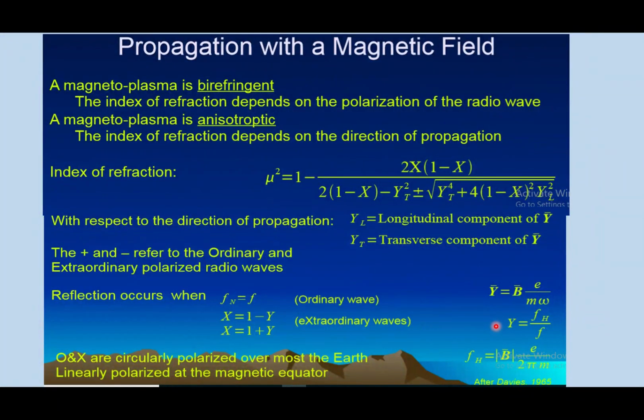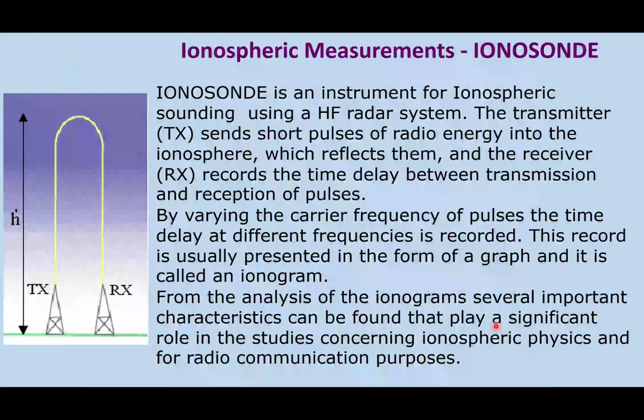So these are the basic plasma or radio propagation parameters which will be used in instruments like the ionospheric sounding or Ionosonde. Let us now see, this is one of the classical and fundamental equipments, the Ionosonde, to study the behavior of the ionosphere. So the Ionosonde is an instrument for ionospheric sounding.